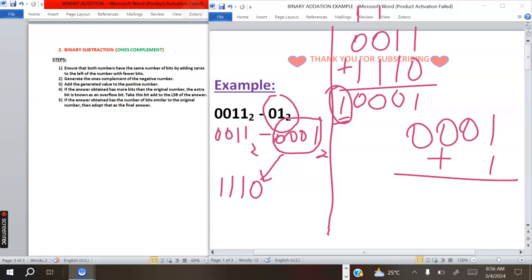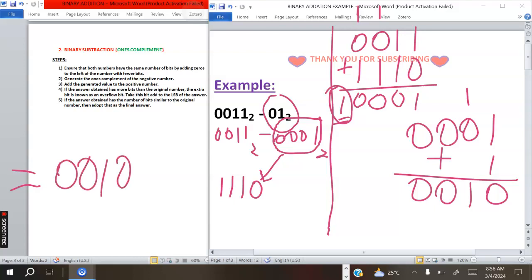Now, after you add the overflow, what we will have next is you will add 1 plus 1, which is 1, 0. Now, carry 1 here. 1 plus 0 is 1. Then the other is 0, 0. Therefore, the final answer for our case is 0, 0, 1, 0.